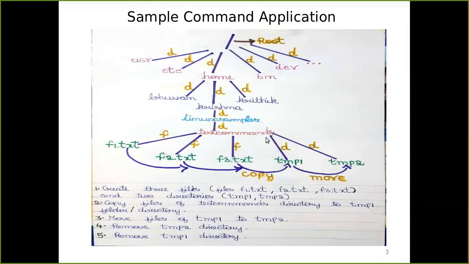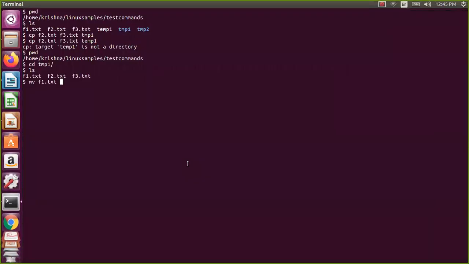So one level down, if you come to the test commands, there may be two directories. While coming down, you need to give the directory name, but while going up, you have only one path, one parent only. So this parent can have multiple children. Going up is only one way, but coming down, there may be multiple directories. Okay, so now how will you do this? You say move f1.text to temp2. Now if you say ls, this file is gone because it is moved to temp2.